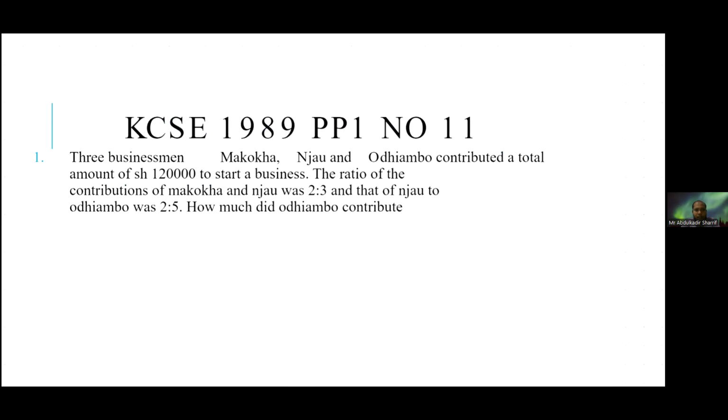So kama vile mnavyoona kuna swali moja la KCSE hapa, nani kuhusu ratio. So the question says, three businessmen, Makoha, Jao and Odhiambo contributed a total amount of 120,000 shillings to start a business. The ratio of the contributions of Makoha and Jao was 2:3, and that of Jao to Odhiambo was 2:5. So how much did Odhiambo contribute? So wacha tutafute.